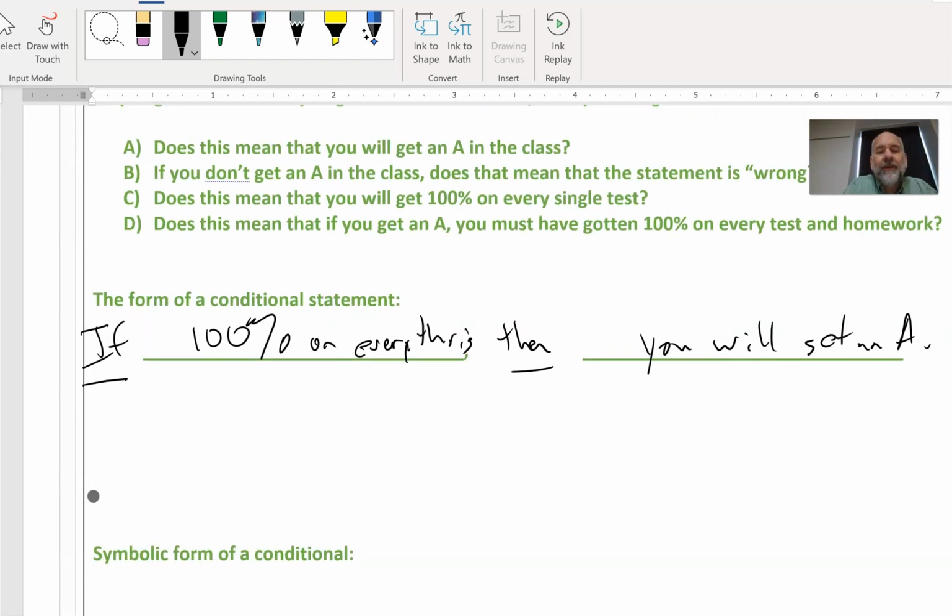A conditional statement is often called an if-then statement, and the big thing is that when this first part is true, then you know the second part has to be true. But that's it. You don't know the first is true. You don't know if the second is true. You don't know if there's some other way for the second to be true. But once you know that this is true, then you know this must be true.